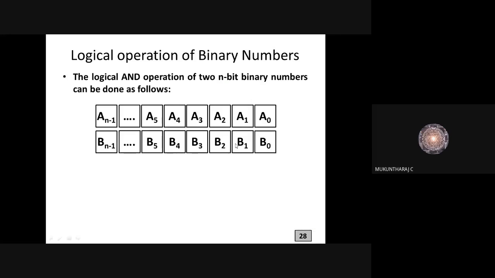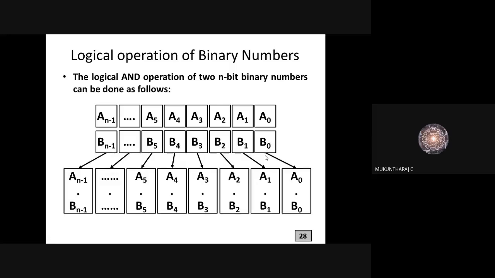Then the second input is B. Here also we are considering n-bit length, so B0 to B n minus 1. LSB is B0, MSB is B n minus 1. On this n-bit data, we are going to perform the AND operation, right? So how to do the AND operation? Here we have to perform a bitwise AND operation.